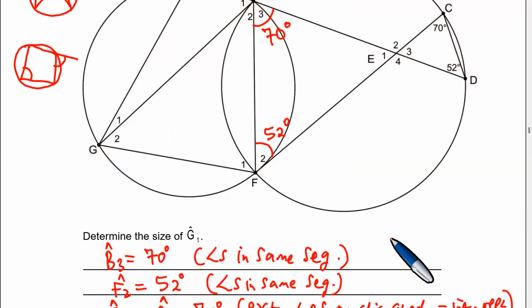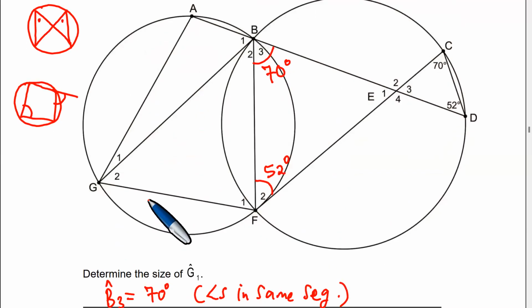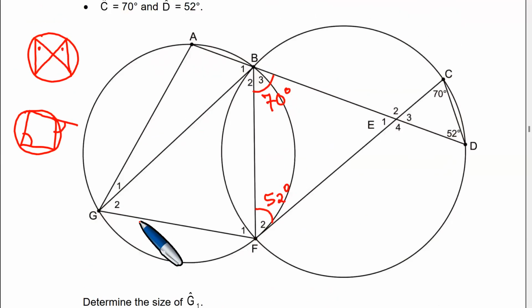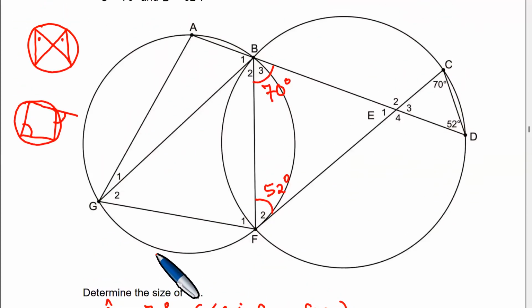Next. So we have seen, therefore, that G1 and G2 together combined equal 70 degrees. We want to find G1. Next, we want to find the angle F2, or want to use the angle F2, because this one is a tangent. Remember, this CF is a tangent.